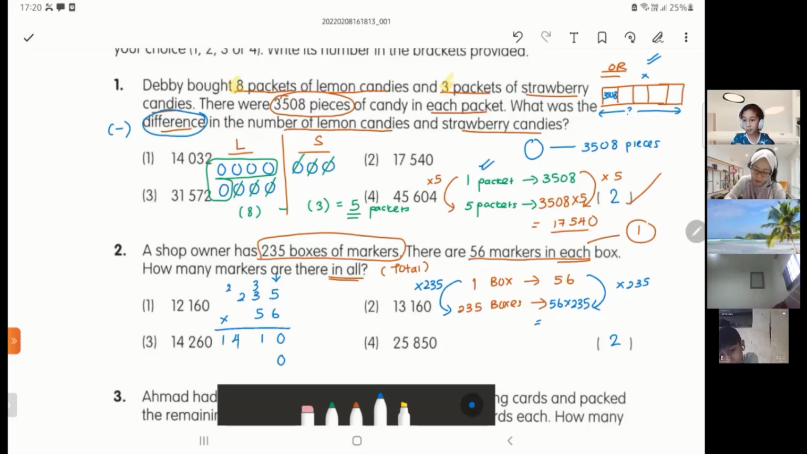Then 5 times 5. I use a different color. 5 times 5, 25. 5, carry 2. Now I'm looking at the red color number. 3 times 5, 15. 15 plus 2, 17. 7, carry 1. 2 times 5, 10. 10 plus 1, 11. Then add them up. Equals 0, 6, 1, 3, and then 1. The answer is 13,160. Very good.